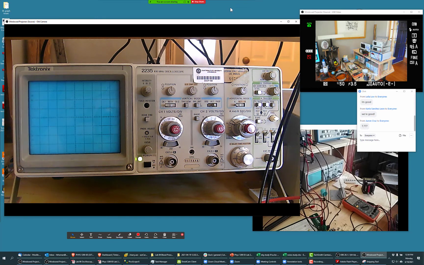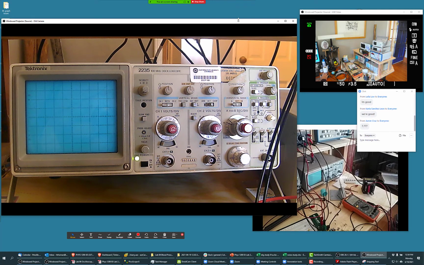But some of these oscilloscopes are older than me that we have lying around. Pretty old.